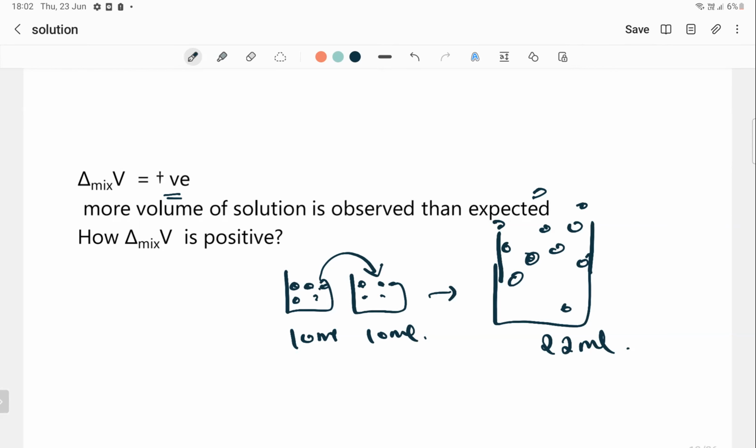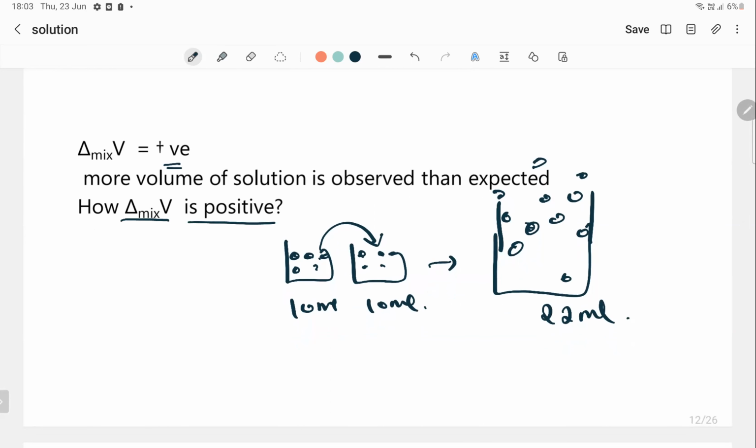Clear? This is because of the low intermolecular attraction and high repulsion between your solute and solvent particles in the positive deviation. Clear with this one? So this is why your delta mix volume is positive. That is why you can see 10 and 10. You are taking 10 ml of solute and 10 ml of solvent, but you are not obtaining 20 ml. You obtain more volume than expected, because of the repulsion.